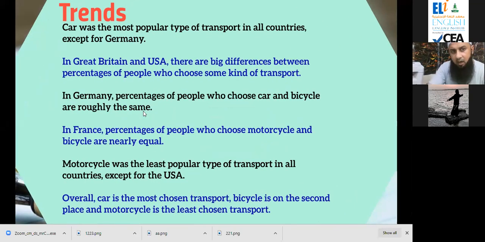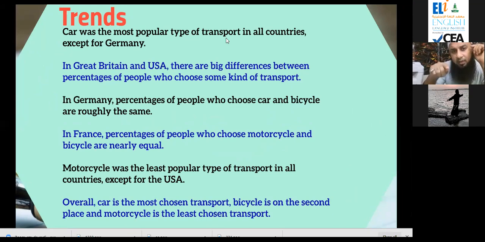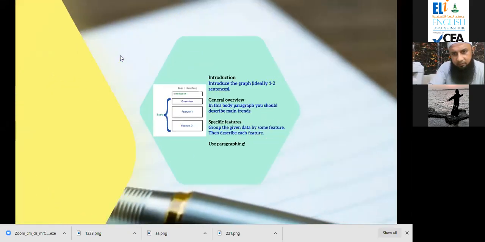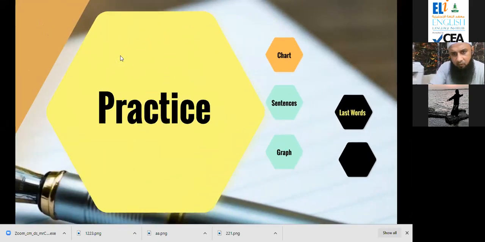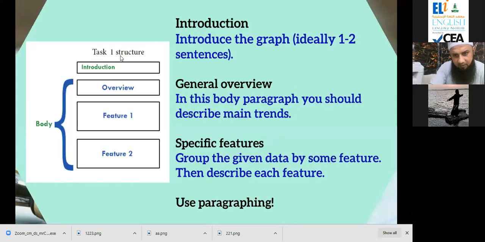Okay, car was the most popular type of transport in all countries, except for Germany. Let's see Germany. Okay, we go back to the graph. Where is the car? Yes, it's least. It's 40%. But in other countries, 60 and 70 and above. Only Germany 40. Good. One sentence about it.